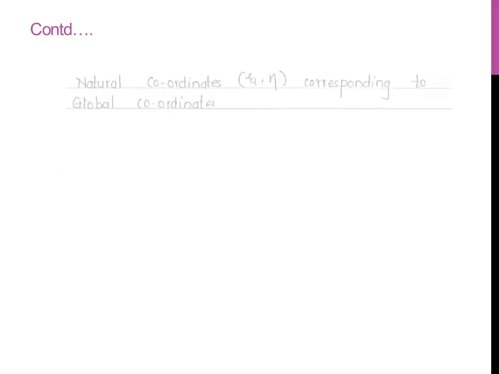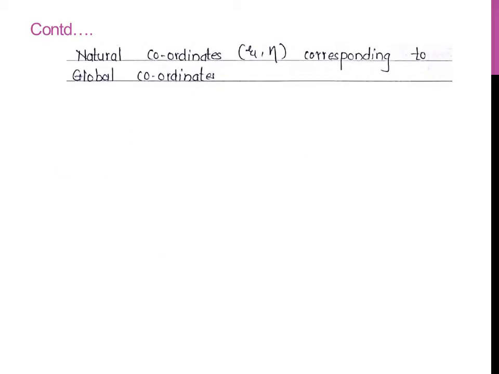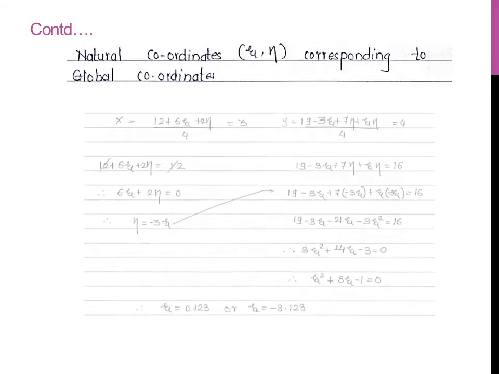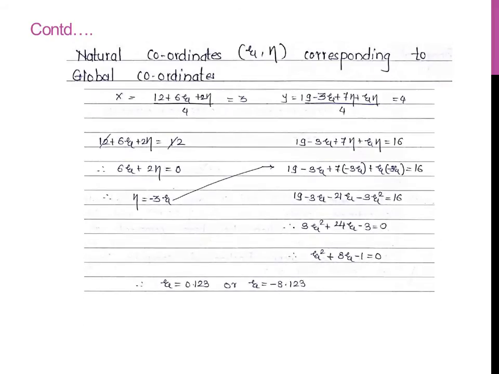Next, natural coordinates zeta and eta corresponding to the global coordinates. Global coordinates we already know, the point P is 3 and 4. So x is equal to 12 plus 6 zeta plus 2 eta divided by 4. Expanding the bracket, this equation is equal to 3, and the y coordinate is 4, and for that equation we already got previously 19 minus 3 zeta plus 7 eta plus zeta eta upon 4. So first of all we will treat the x coordinate.